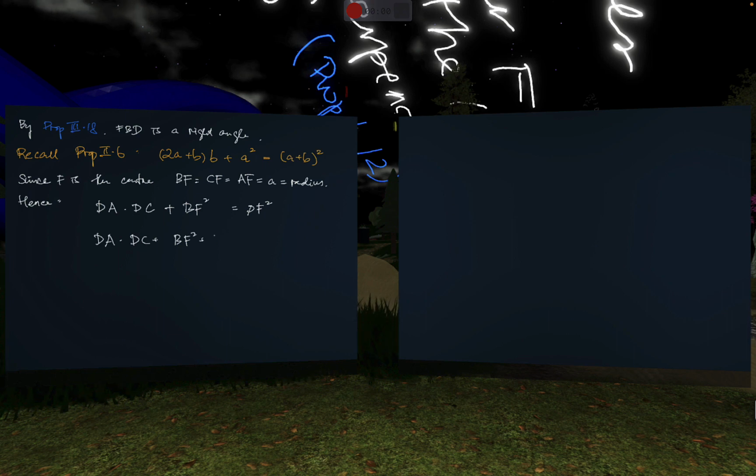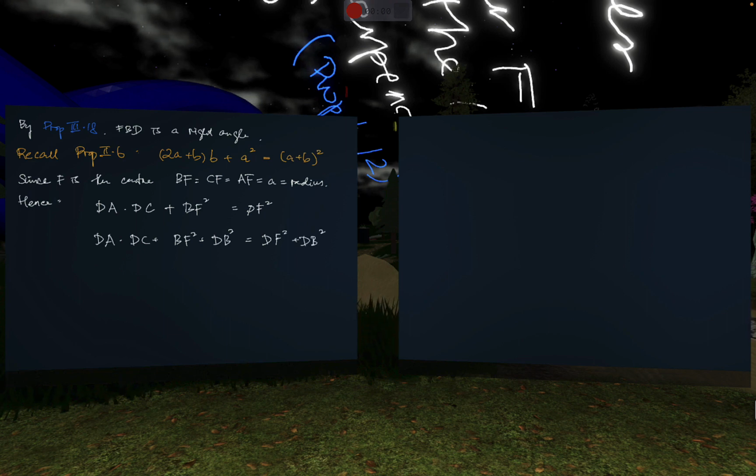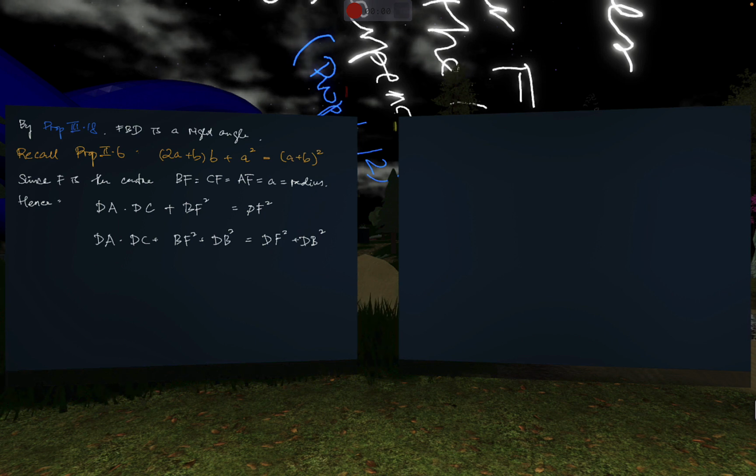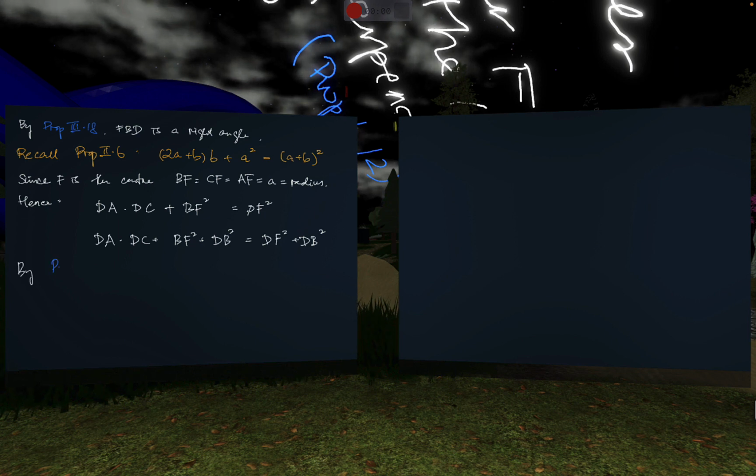So yes, let's do that. dB squared on both sides, and I assume Pythagoras would allow us to cancel some stuff off, right? Because now we can say that. Well, where's the triangle? The triangle is, so by Pythagoras, which is proposition 147.